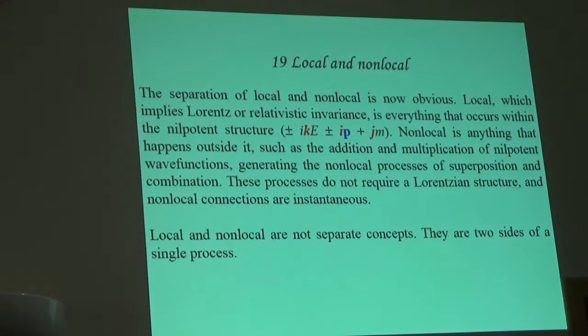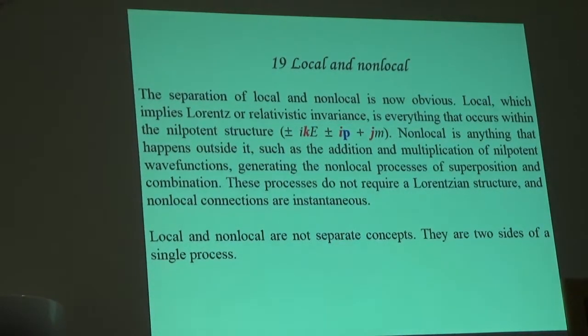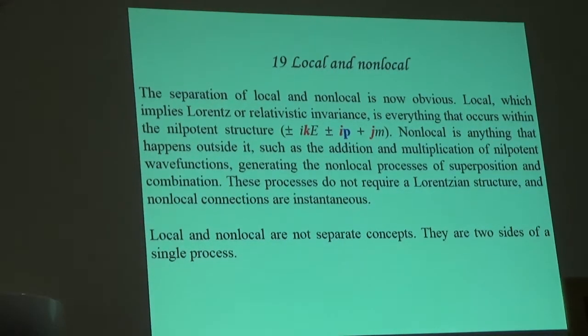And now it's obvious what the difference between local and non-local is. Anything inside one of these brackets follows Einstein's Lorentzian laws, it's local. Local phase. Everything outside is non-local, or global. Superposition, combination state, all that's non-local. Inside the bracket is local. Now, they're not separate things, they're the same thing in a different guise. So for anything local, there's something non-local out there. For anything non-local, there's local.